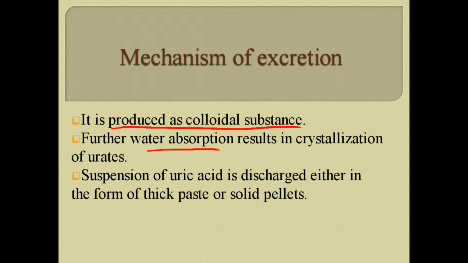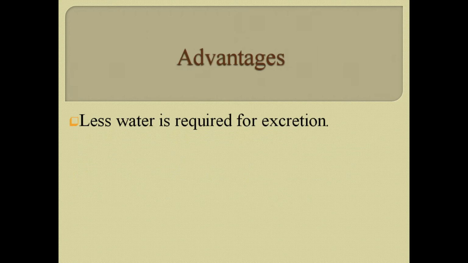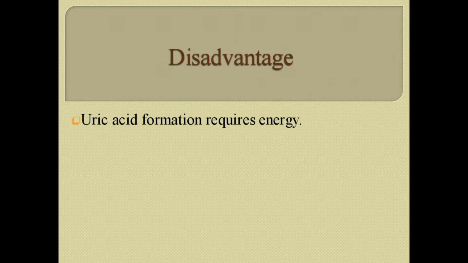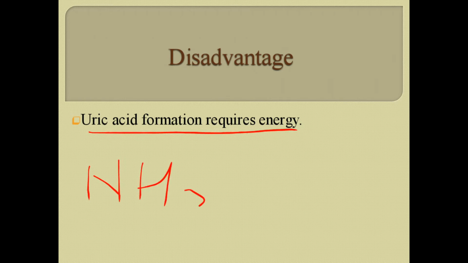Further water absorption results in the crystallization of the urates, and what passes out is a semi-solid sludge in the form of thick paste or solid pellets, well known to anyone who has walked on the roads and streets. The advantage is that it requires less water for excretion as compared to ammonia and urea, so it is excreted by birds, reptiles and insects. The disadvantage is that uric acid formation requires energy. Ammonia, when converted to urea, requires energy, and when urea is converted into uric acid, it also requires energy.